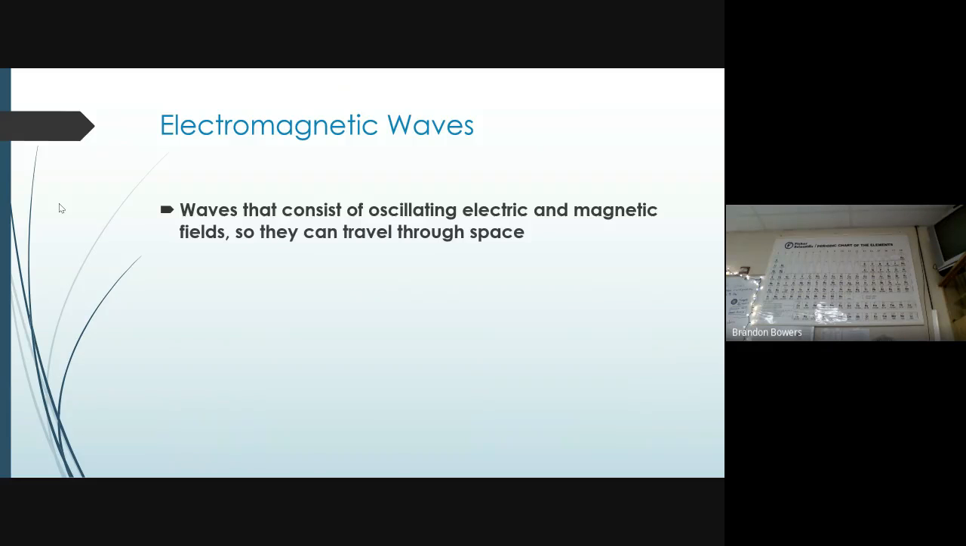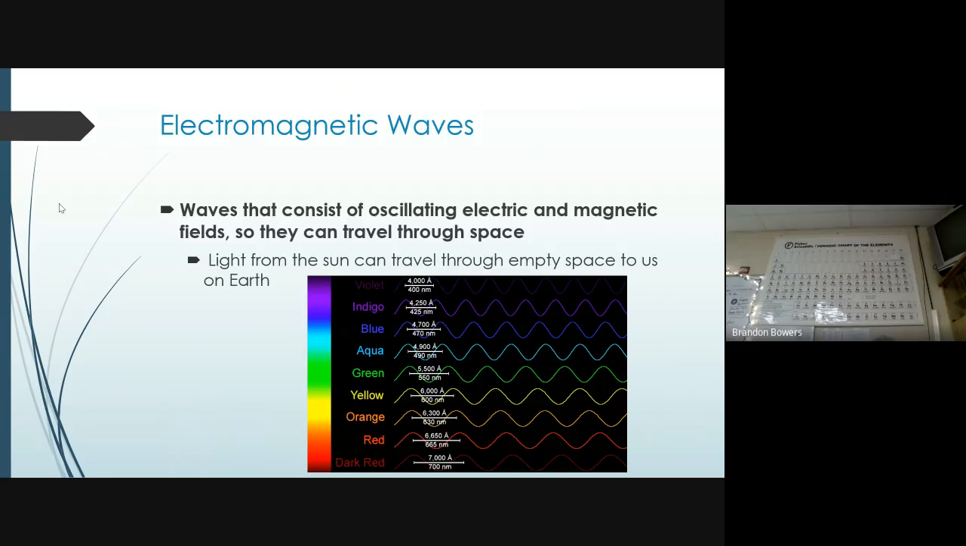So they consist of oscillating electric and magnetic fields. For example, light from the sun. I like light from the sun. It gives us color. How cool is that? We'll get into more detail on that in a minute. So that's 2 of the 4.